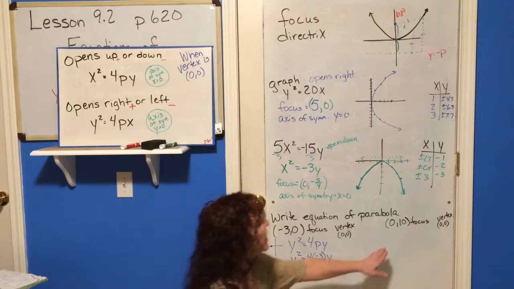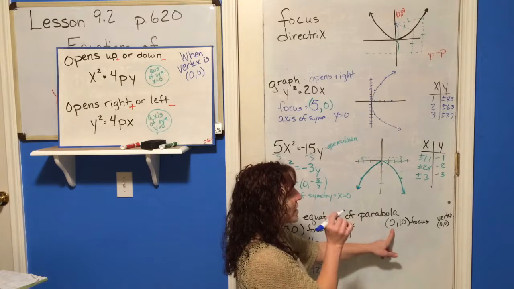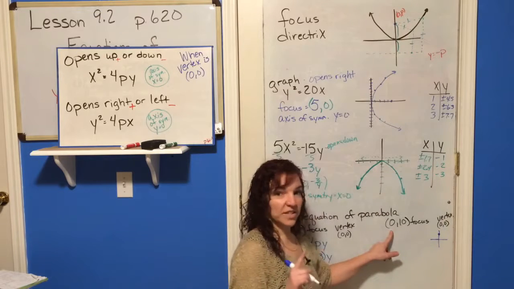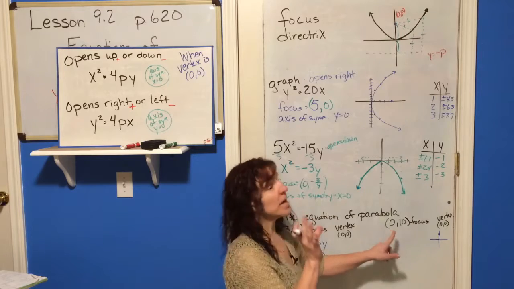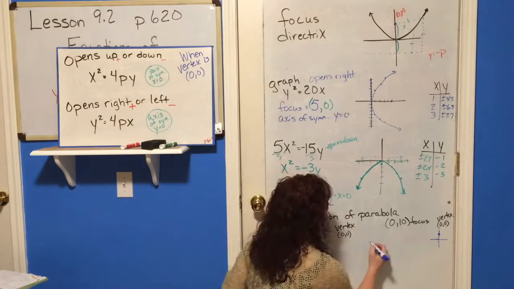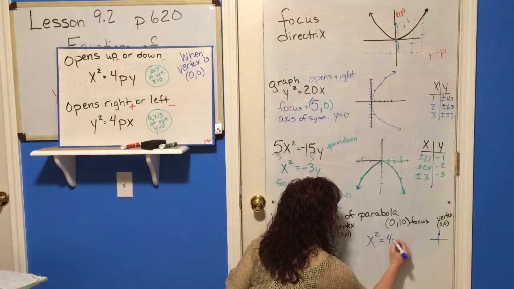Okay, same thing over here, except that you've got to be careful. This is a 0, 10 focus. So the focus is 0 over and up 10. So if the focus is up 10, then you're actually going to open up. So if you're opening up or down, you're going to use the x squared formula. So x squared equals 4py.